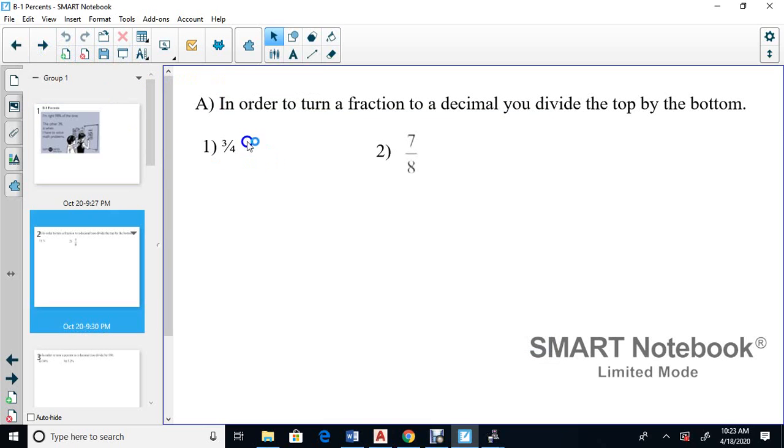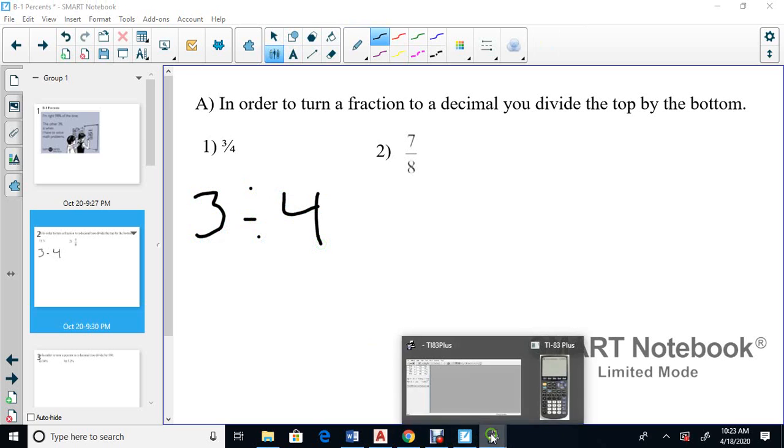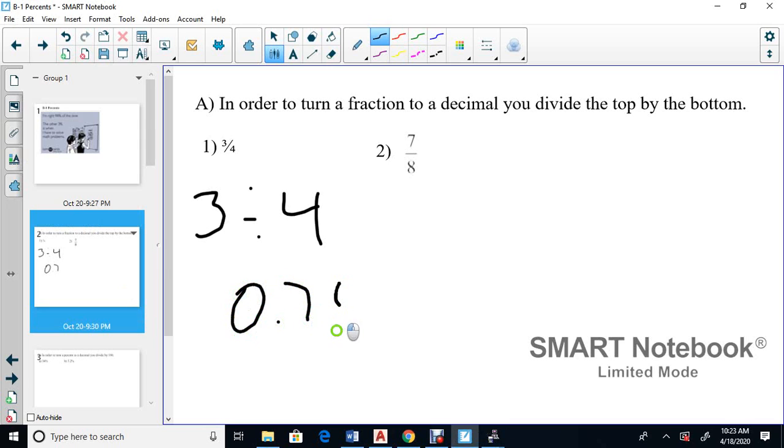Okay, let's go on here. In order to turn a fraction to a decimal, you divide the top number by the bottom. So over here, we take 3 and divide it by 4. We go to our calculator, 3 divided by 4, and you get 0.75. On the next one, you go 7 divided by 8.